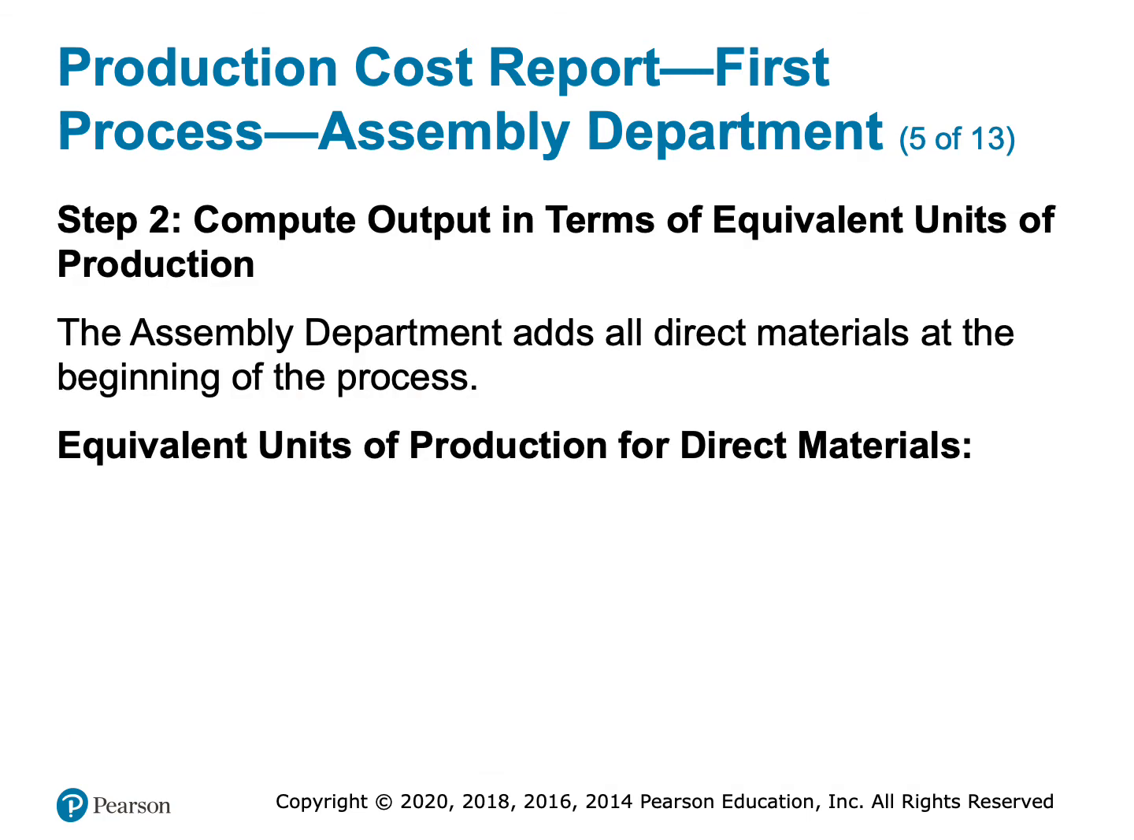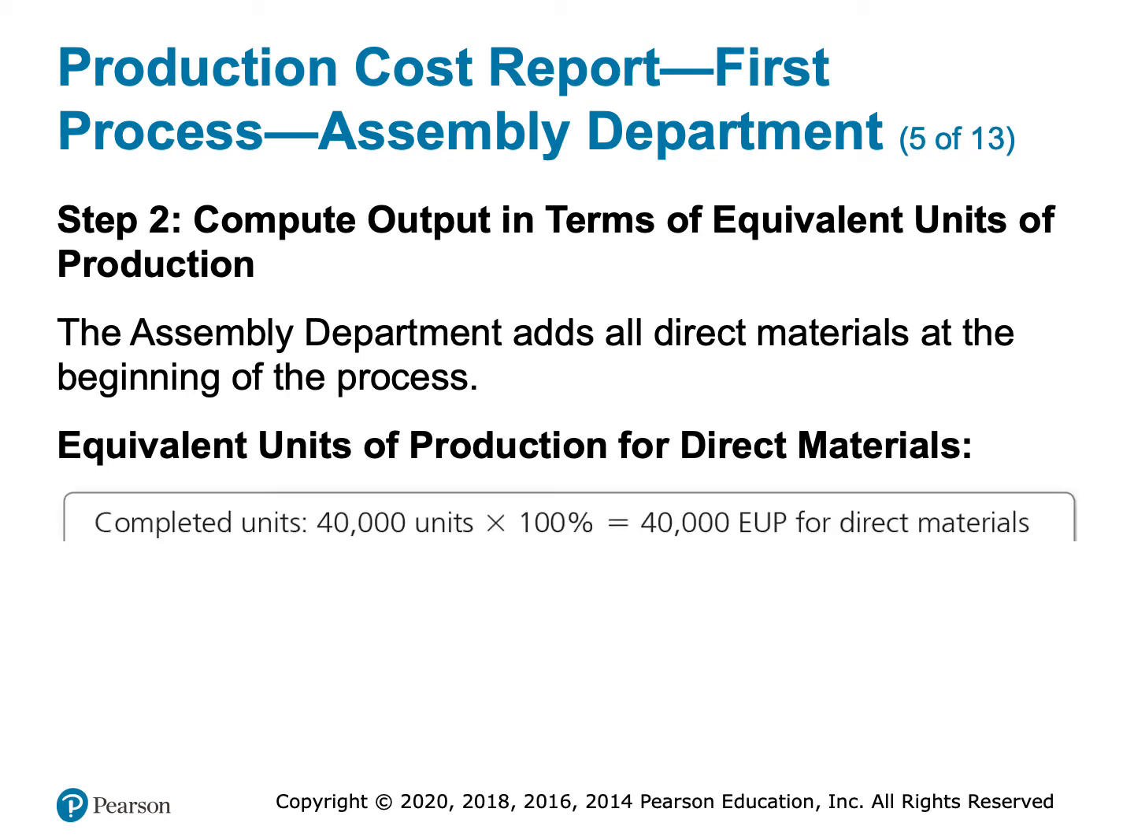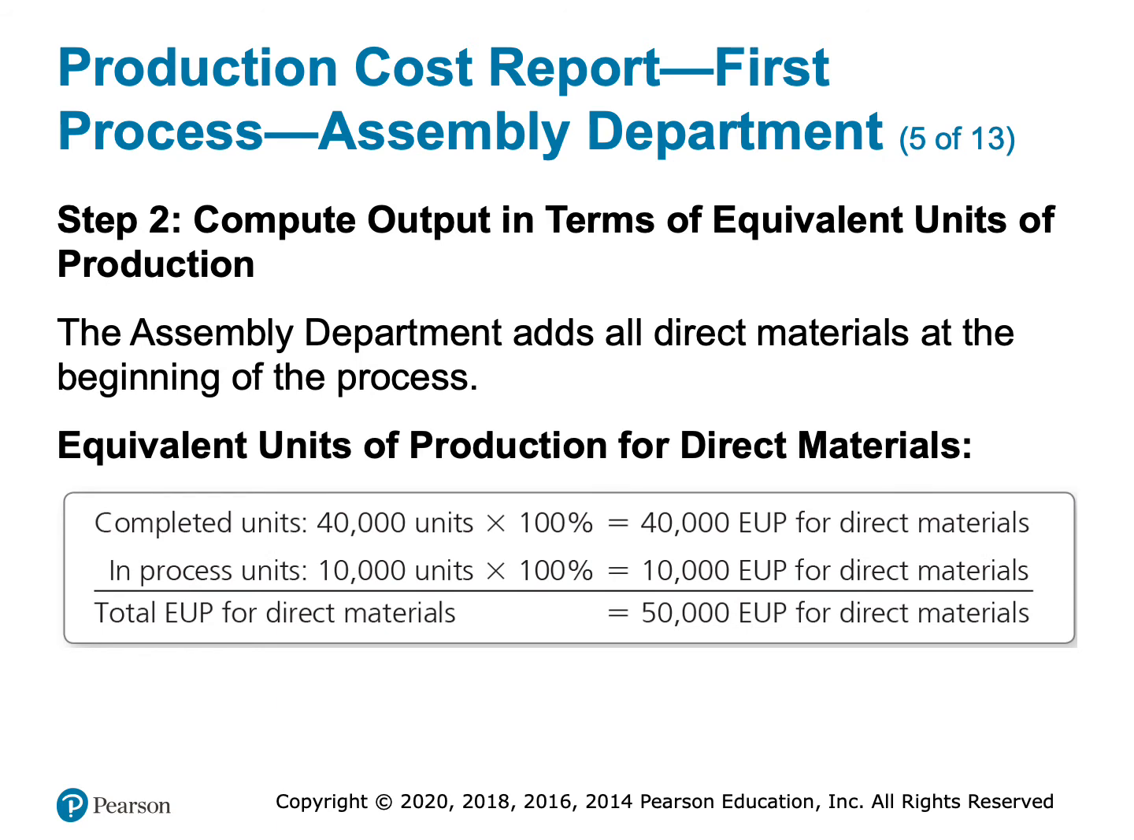Now we want to express our output in terms of equivalent units. With respect to materials, we transferred out 40,000 units. Those 40,000 units have to be 100% complete or we would not have transferred them out. Plus, we had 10,000 units in ending work in process. Because all materials are added at the beginning, those 10,000 units are 100% complete, so that's 10,000. With respect to materials, we have 50,000 equivalent units of production.